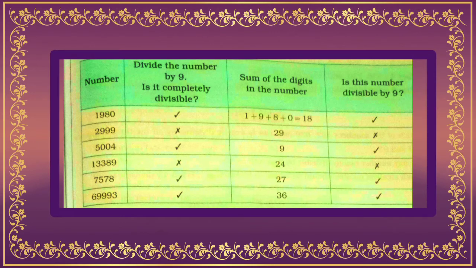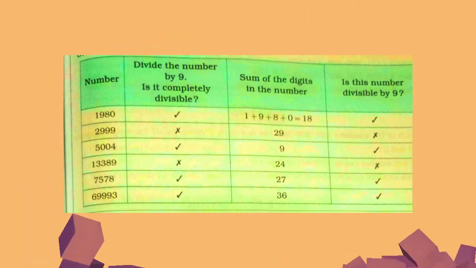See the next table. Here we have to find the numbers divisible by 9. Let us see the sum of the digits in the number. See the first number. We'll add all the digits and the sum should be divisible by 9. Children, let us start practice set number 22.